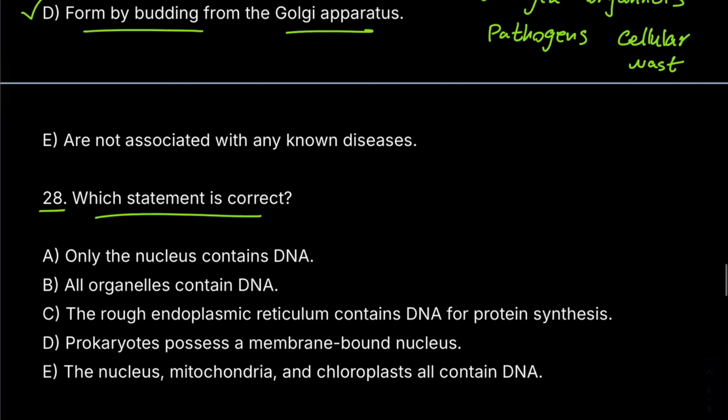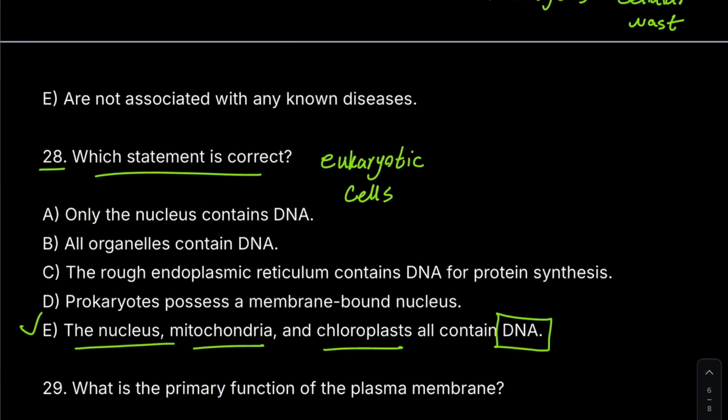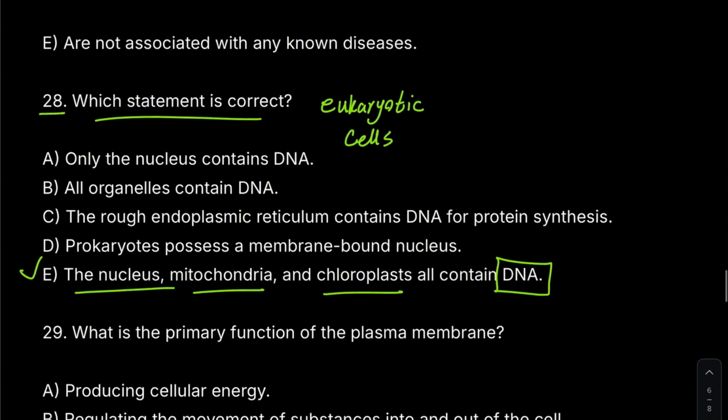So, question number 28. Which statement is correct? The correct answer is E. The nucleus, mitochondria, and chloroplast all contain DNA. In eukaryotic cells, DNA is found in the nucleus and mitochondria. Plant cells also contain DNA inside chloroplasts, supporting the endosymbiotic theory.